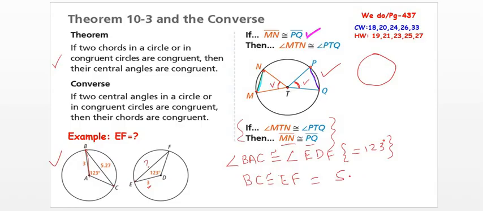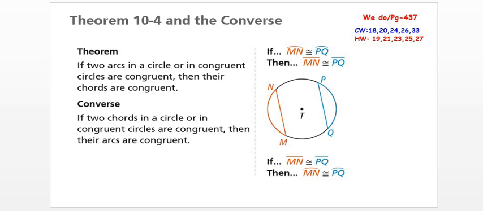It will be 5.27 units. Units means if they are measuring in centimeters, it will be centimeters. If they are measuring in meters, it will be meters or inches. Clear? Here is theorem number 10.4, and the converse of the theorem.